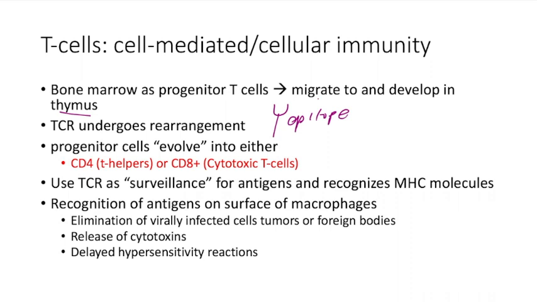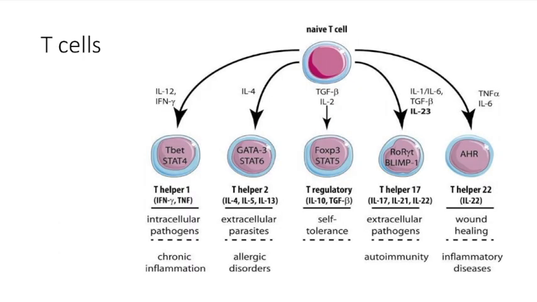Progenitor cells will then evolve into either CD4 T helper cells or CD8 cytotoxic T cells. Those are the main ones, and those are the big ones that are in the response. We do have some other T cells, and they are more regulators. So we have T regulator cell, and this has a lot to do with self-tolerance. We have T helper 17, again involved with extracellular pathogens and autoimmunity. We have T helper 22, and that has a lot to do with wound healing.